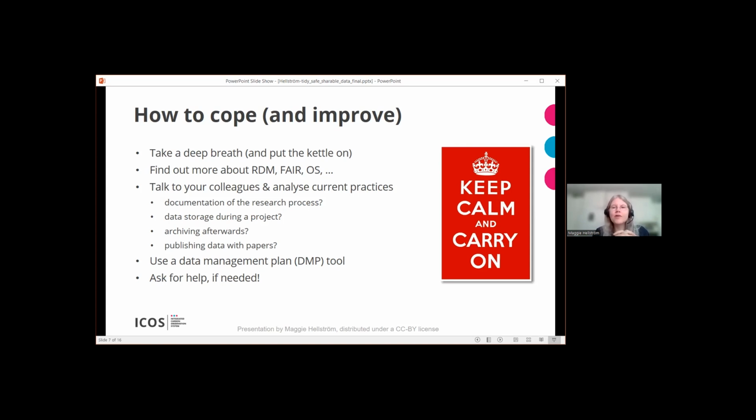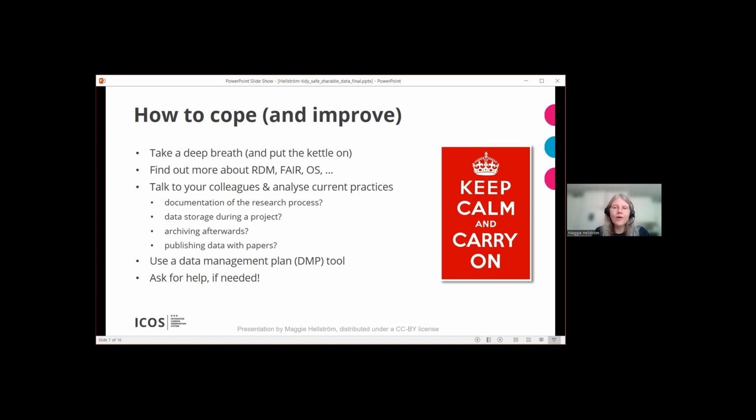So first of all, take a deep breath, put the kettle on, like the Brits say, and make a cup of tea or coffee, and then sit down and take stock of the situation. So try to find out more about research data management, FAIR, open science. It's a field full of acronyms, and that's of course not helping to be transparent and really understanding what it is that you're doing, so you need to really do your research before and check things out.